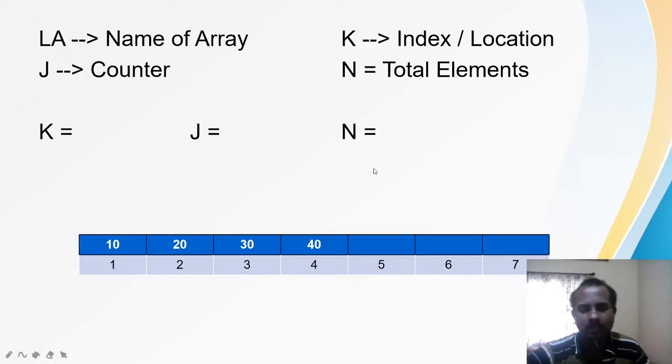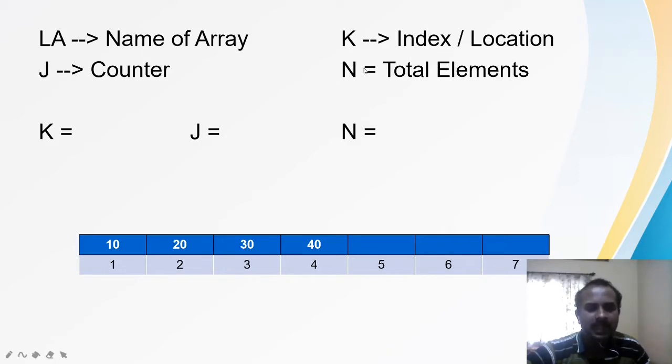Okay, before going for the algorithm, let us see the insertion operation with the example. I have considered one array where array name is LA. Since it is a linear array, I have given the name LA, and K is the location or the index value where I want to insert the data.